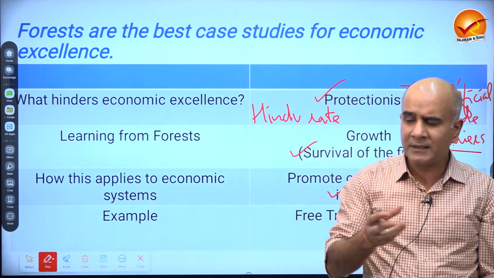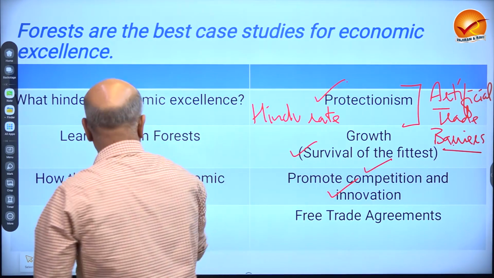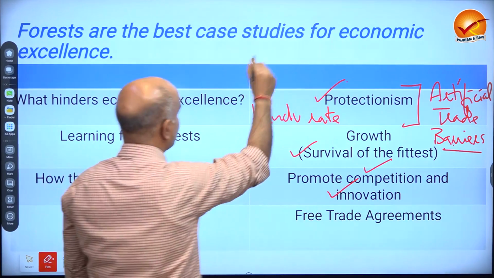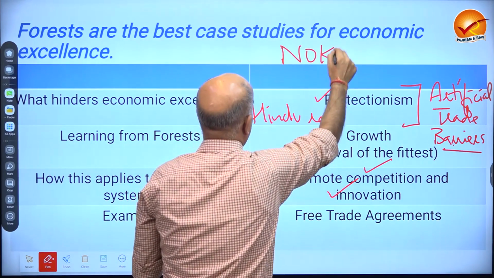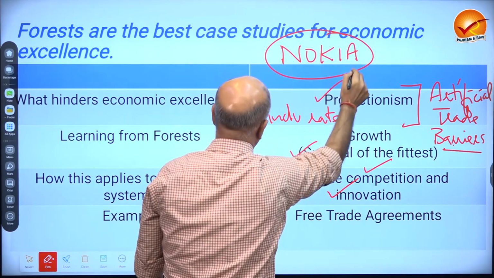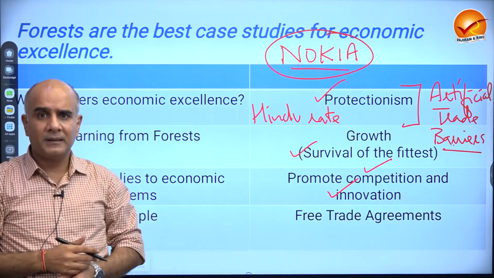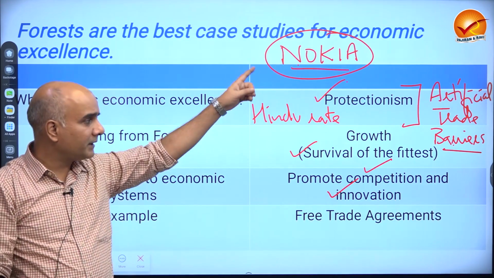On a global level, who's lost this economic excellence? If I was talking to you maybe 10, maybe 15 years ago, one of the biggest mobile companies in the world was a company called Nokia. But Nokia got complacent. When Nokia got complacent, what does that lead to?